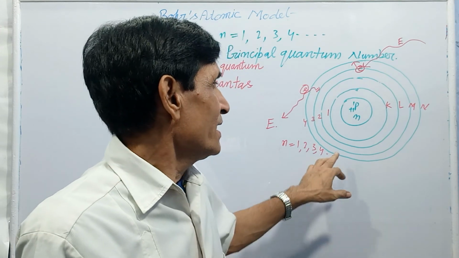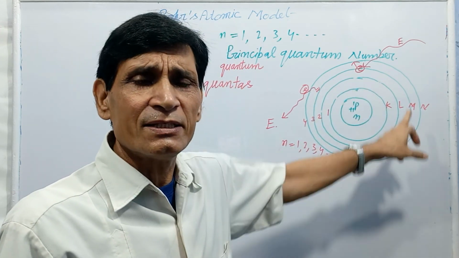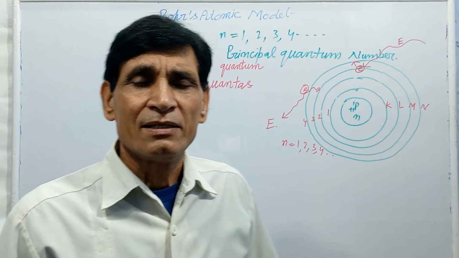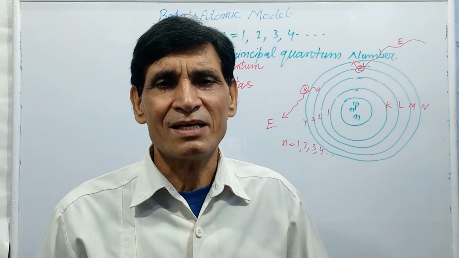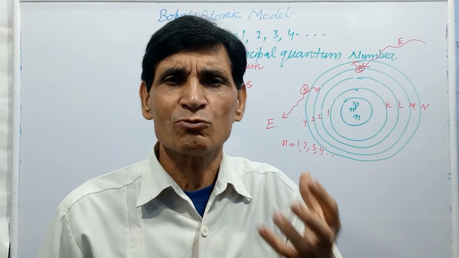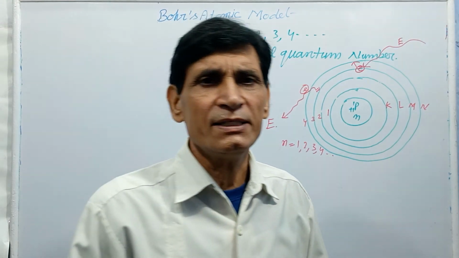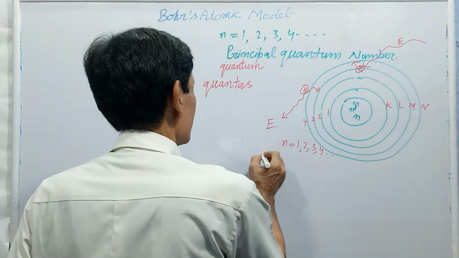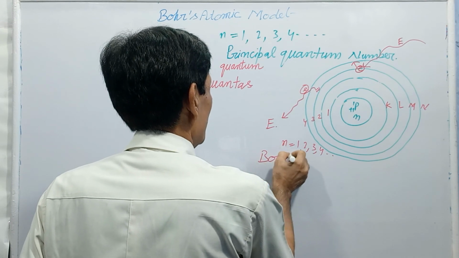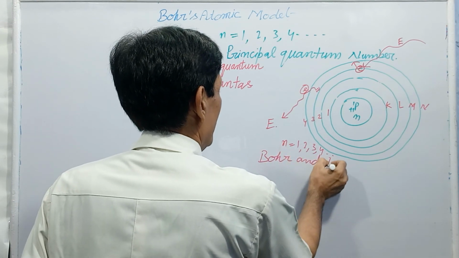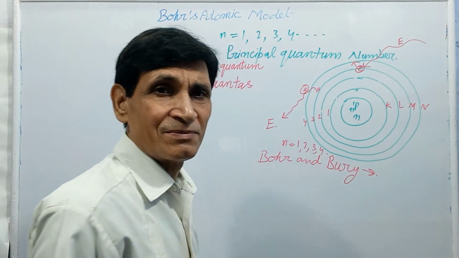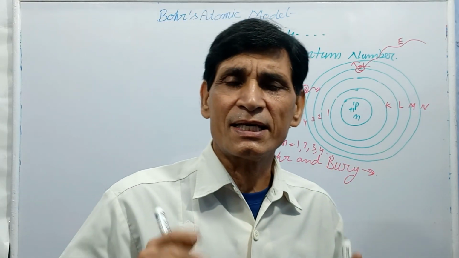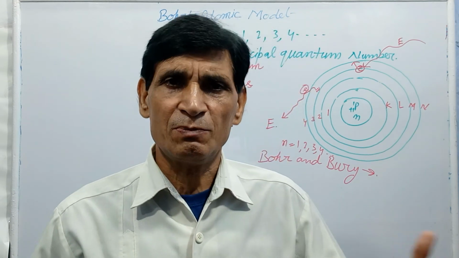Next point, electrons are distributed in the different cells according to some scheme. Electrons are distributed in the orbits according to the scheme proposed by Bohr and Bury. That you will get, electronic distribution, electronic configuration, in the next video.